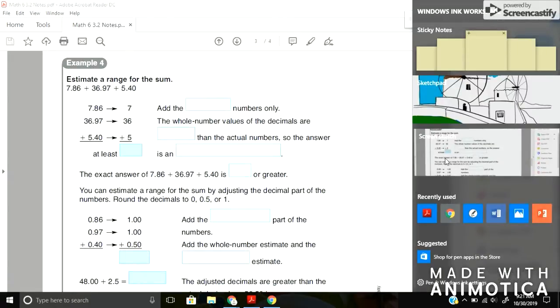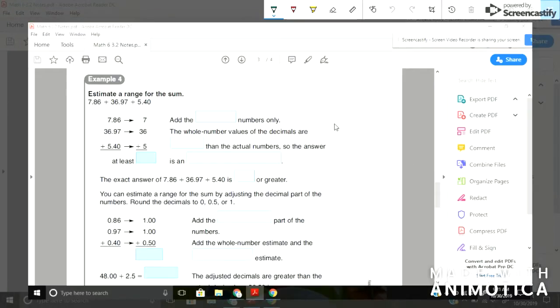All right, here's where we're going to use that different type of estimation that we called front-end estimation. Okay, that means to only use the whole number part of the decimal. Okay, so we consider this, the whole number part, the front end. So it says estimate a range for the sum. Add the whole numbers only. So from 7.86, I'm just going to take the 7. Okay, for 36.97, I'm just going to take 36. The whole number values of the decimals are less than the actual numbers. So the answer is an underestimate.